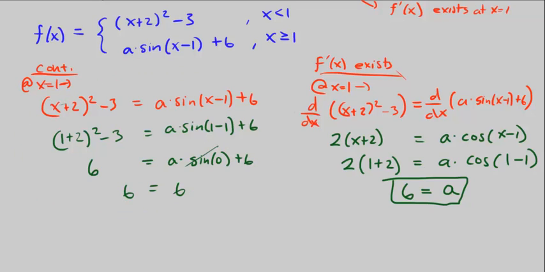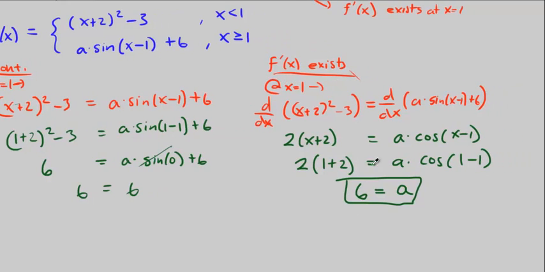So to find out what a is, we're only looking at the derivative. So a has to equal 6. Okay? So for f of x to be differentiable at x is equal to 1, a has to equal 6. That ends CPM Calculus Chapter 4, number 142.